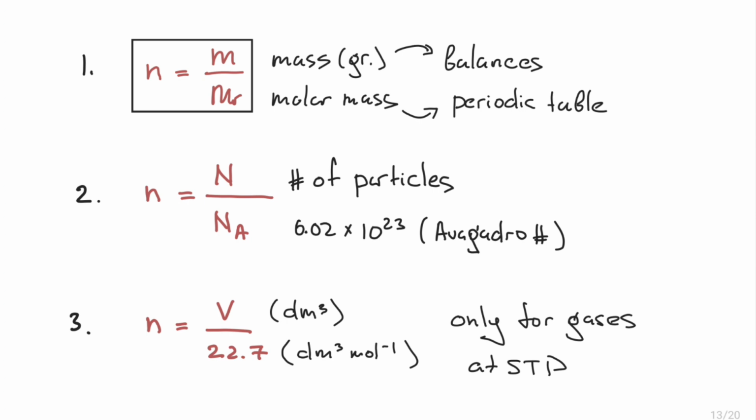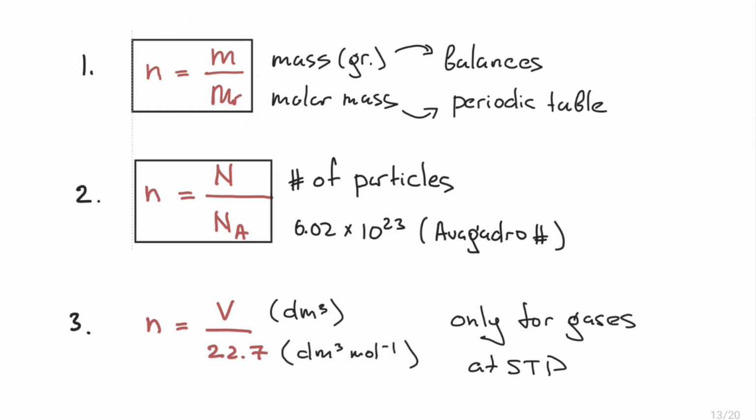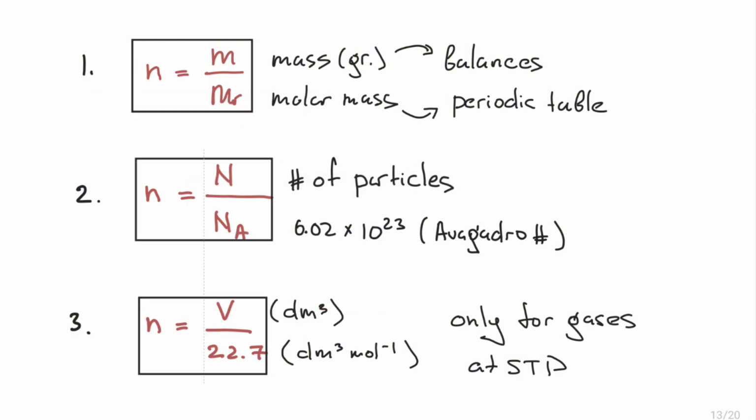Okay, one more time. The first formula you will apply only when you are provided with or asked for mass. The second formula you will apply only when you have the number of particles or you need to calculate the number of particles. And the third formula you will apply only for gases at standard temperature and pressure.